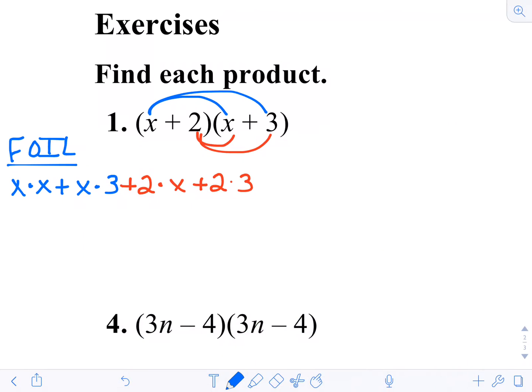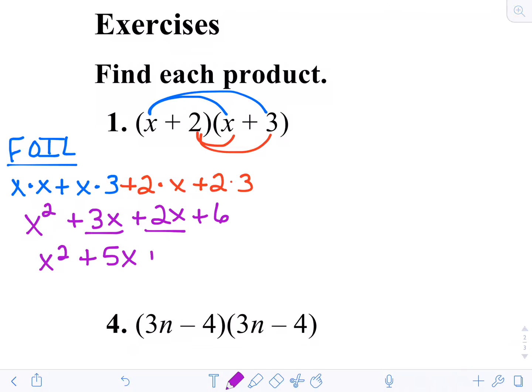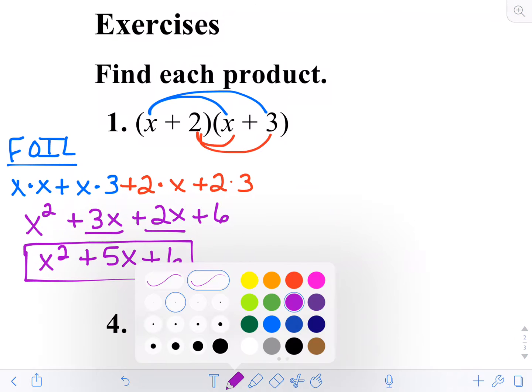So we're going to simplify all this. X times x is x squared. X times 3 is 3x. 2 times x is 2x. 2 times 3 is 6. And then you combine your like terms. So you have x squared, 3 plus 2 is 5, so plus 5x plus 6. There's nothing else you can combine, so that's your final answer.